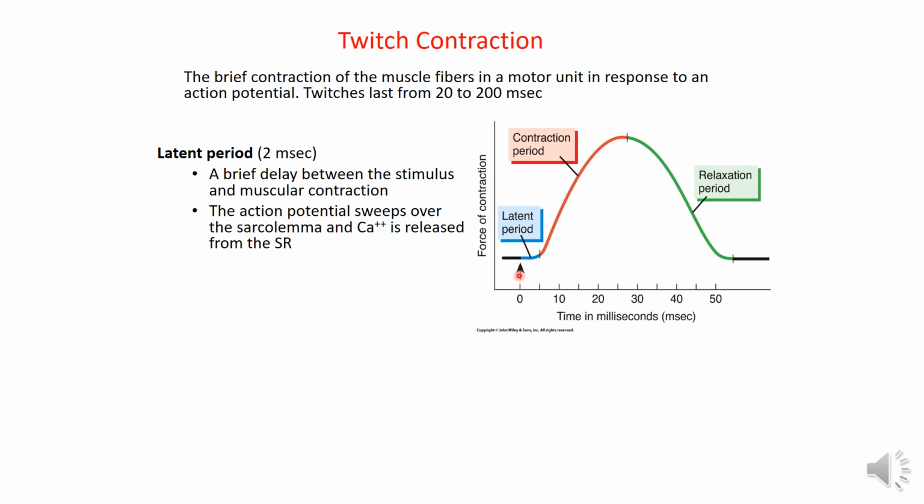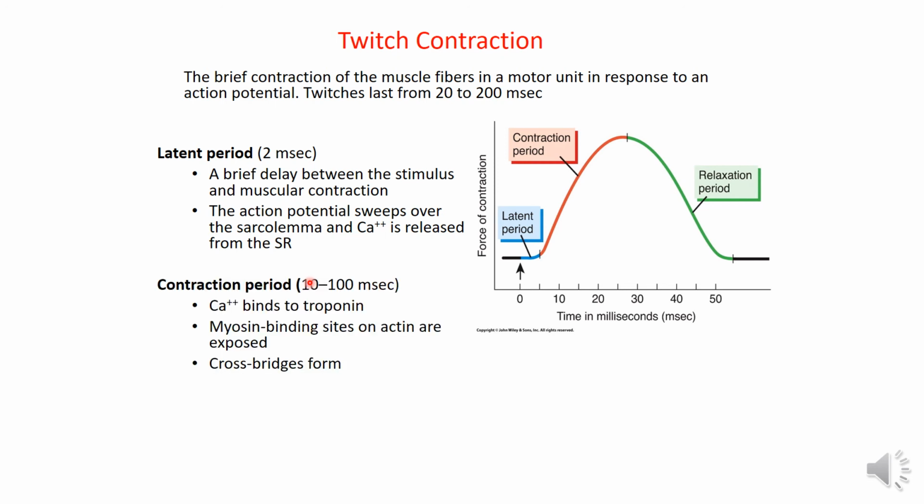During this, we have generation of the action potential in the muscle fiber, spread of the action potential across the tubule, and the release of calcium from the sarcoplasmic reticulum. Then we have the second phase, which is the contraction phase, which ranges from 10 to 100 milliseconds. The changes that occur during the contraction are the binding of calcium with troponin, then myosin binding sites on actin, and the cross bridge formation.